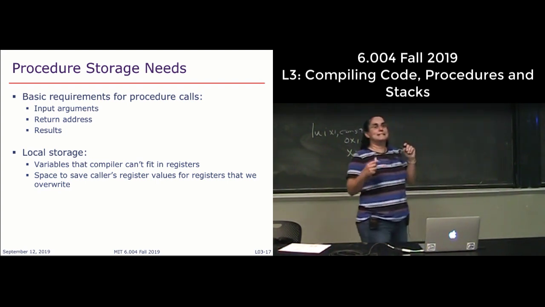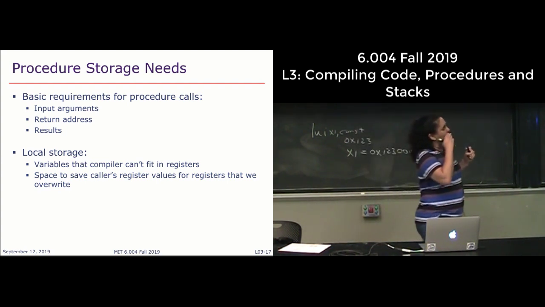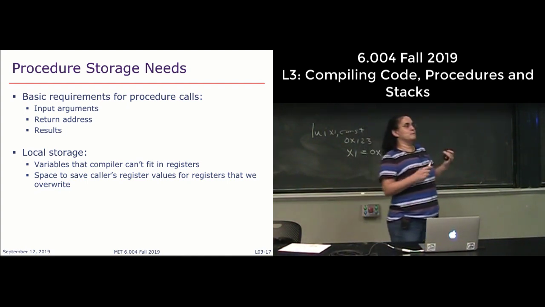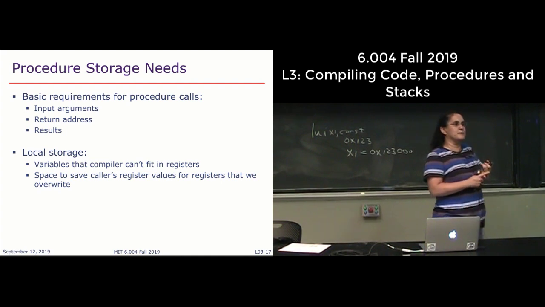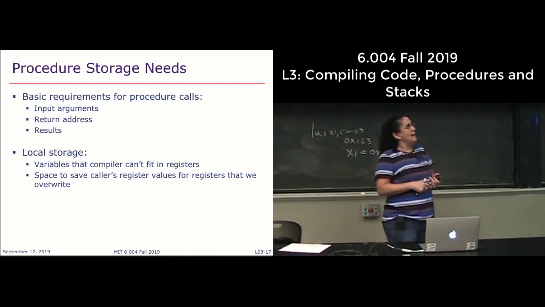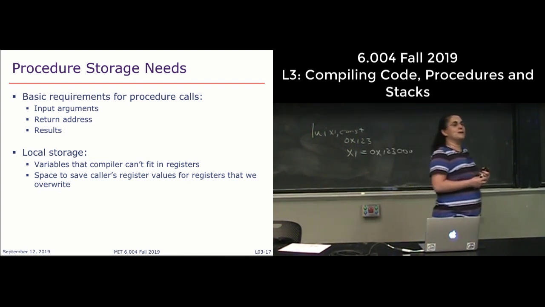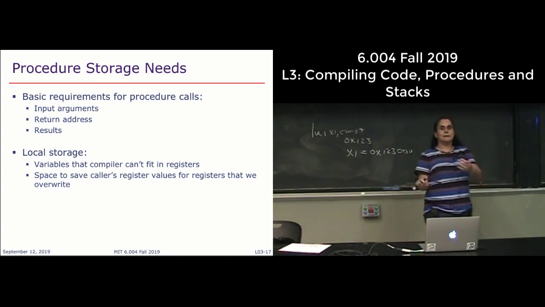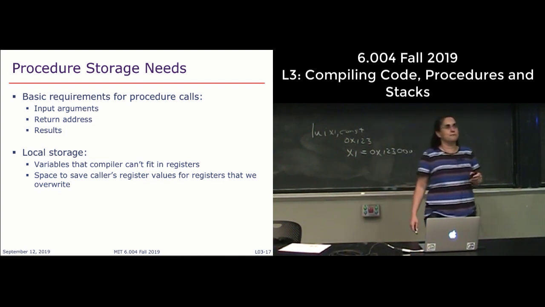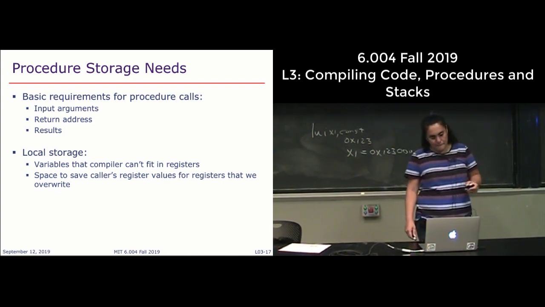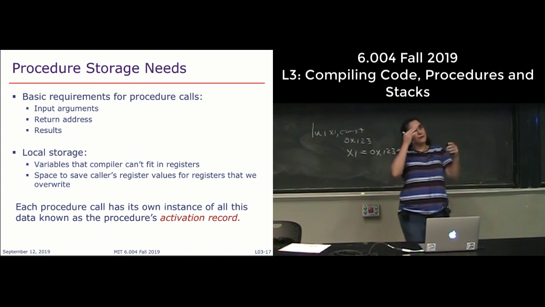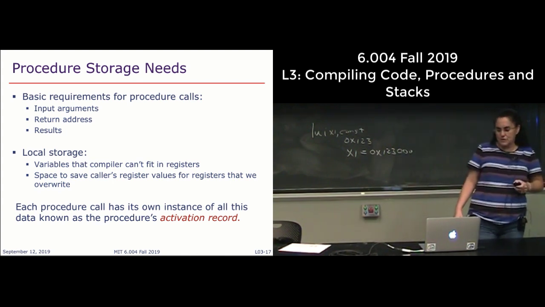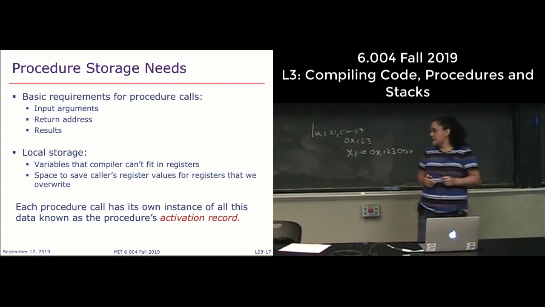instance, I should say. And so in this local storage, we're going to store both any temporary variables that the procedure wants to use, and we'll also store any registers that we need to save so that we can restore them upon completion of this nested procedure. So all of that together we call an activation record, and we'll see some examples of this in just a minute. Okay, so here's how it looks.